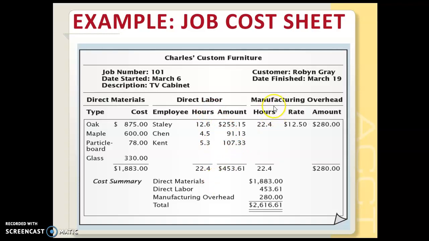So what we're mainly concerned about is this overhead section, how to calculate it, so that we can then add up those three main things to get the total cost of building that one job.